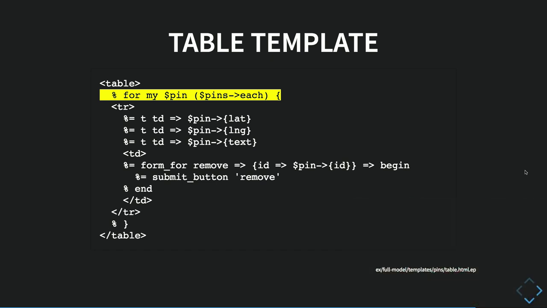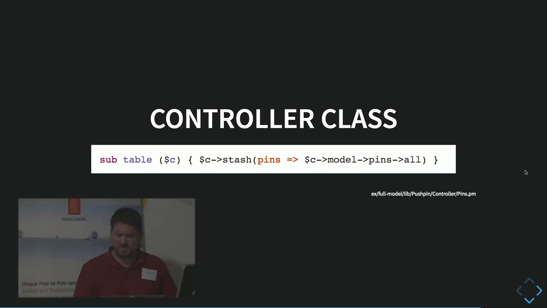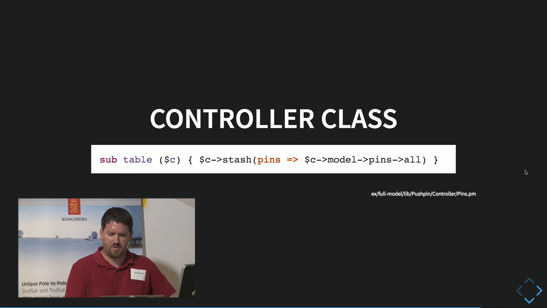But where did they come from? Well, now in the controller class, we stash the pins before we render. And that just comes from the model class as before. If you wanted to be evil, technically you could still call the model method inside of the template, but we're trying to make things better, and that's kind of a bit dirty for your well-structured application.